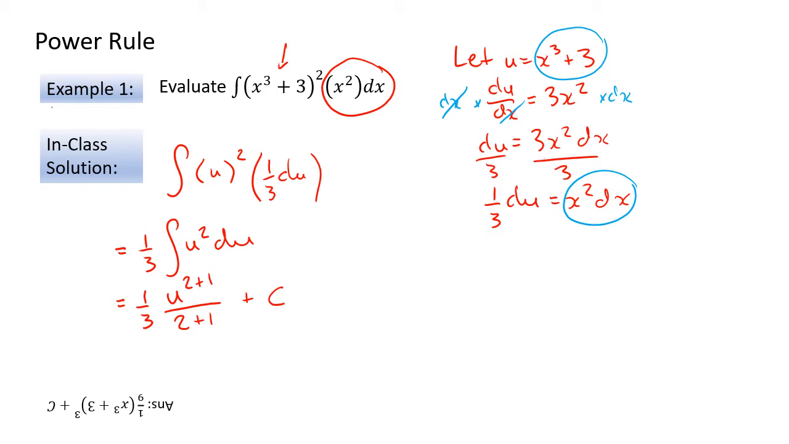So if we simplify this, we have 1 over 3, and 2 plus 1 in this denominator is 3. So we have 1 over 3 times 1 over 3, which is 1 over 9, u cubed plus a constant. Our last step is then to substitute in our value for u. So we do that, we get 1 over 9 times x cubed plus 3 cubed plus a constant. Okay? So again, we arrive at the same answer, except it's just looking at it in a different way.